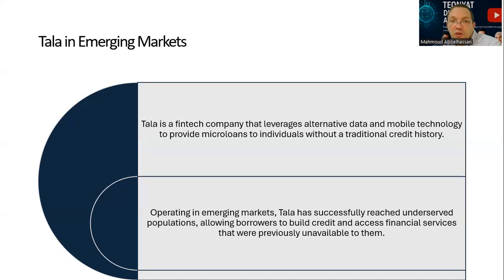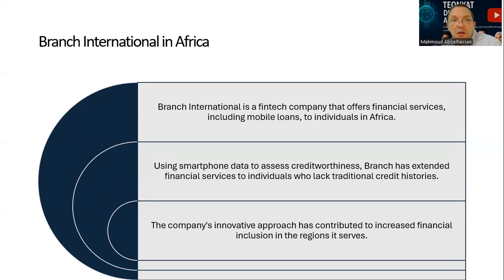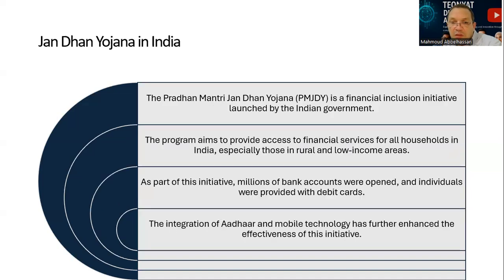Tala is a fintech company that leverages alternative data and mobile technology to provide microloans to individuals without a traditional credit history. Operating in emerging markets, Tala has successfully reached underserved populations, allowing borrowers to build credit and access financial services that were previously unavailable to them. Branch International is a fintech company that provides financial services such as mobile loans to individuals in Africa, using smartphone data to assess creditworthiness. Branch has extended financial services to individuals who lack traditional credit histories and provided an innovative approach to contribute to financial inclusion in the region.